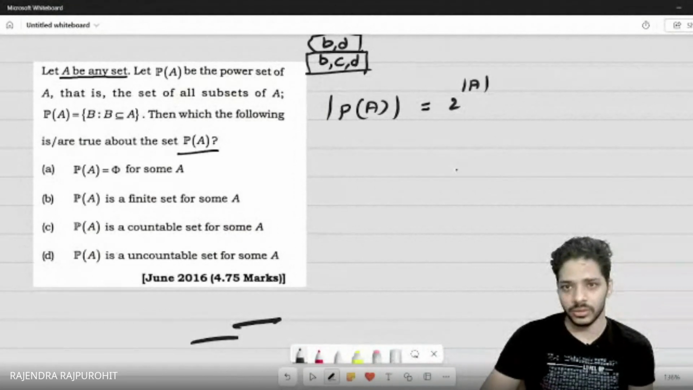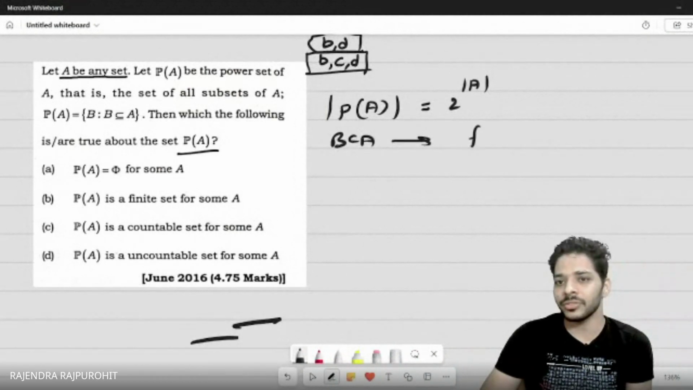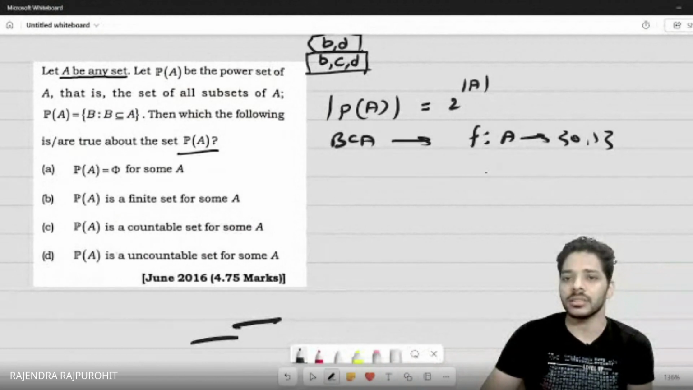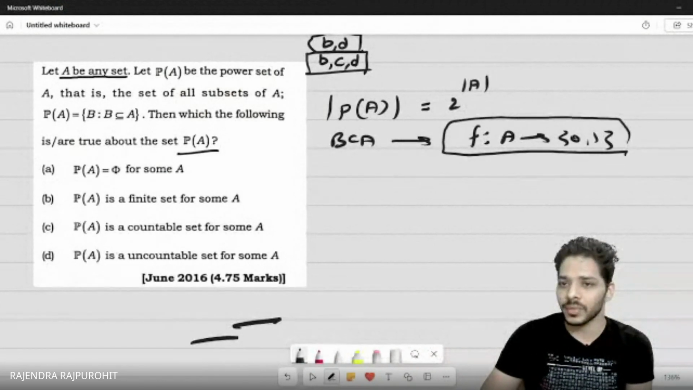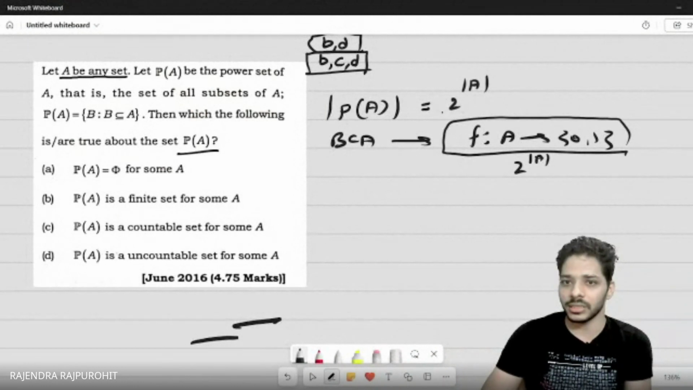We really can't go through that proof right now, but there is a proof that every subset corresponds to a characteristic function. The proof works like this: if you have some B contained in A, then you have a function f from A to {0,1}, which is a characteristic function. So for every subset you can have a characteristic function, and the number of such subsets is equal to the number of such functions, which is 2 to the power cardinality of A, functions from A to {0,1}. Thus the cardinality is equal.